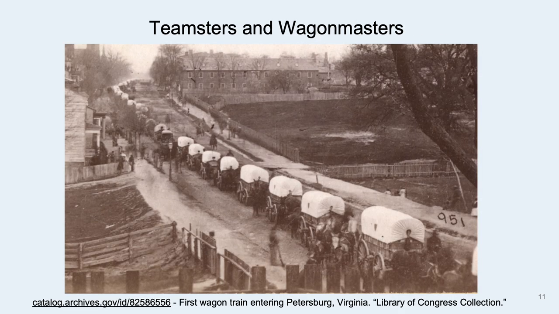We'll first talk about Teamsters and Wagonmasters. Wagonmasters were in charge of a wagon train. Teamsters were in charge of individual wagons. As you can see from this photo of the first wagon train entering Petersburg, Virginia, wagons were the primary means by which supplies were moved around. There are more than 25 wagons in this photo. Here, the Union Army is bringing food and other supplies to the civilian population of Petersburg, Virginia, in April 1865, after its surrender.